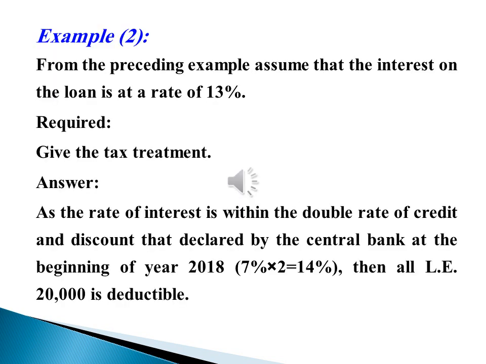Example 2. From the preceding example, assume that the interest on the loan is at a rate of 13%. Required, give the tax treatment. Answer: as the rate of interest is within the double rate of credit and discount that declared by the central bank at the beginning of year 2018, 7% times 2 equals 14%, then all the 20,000 livres Egyptian is deductible.